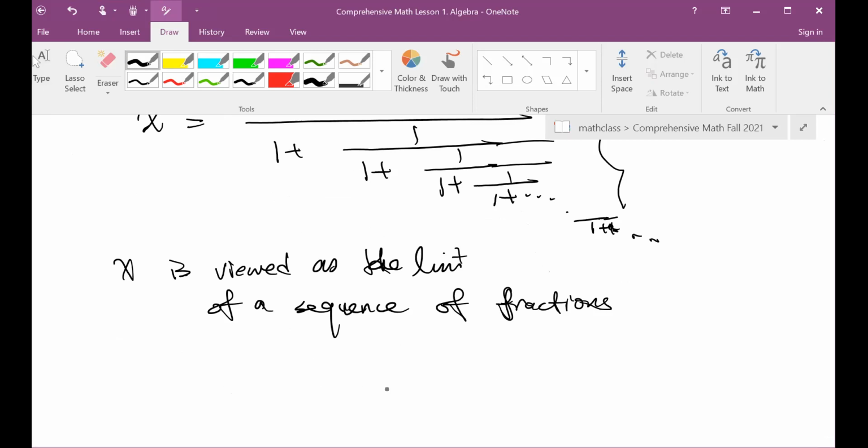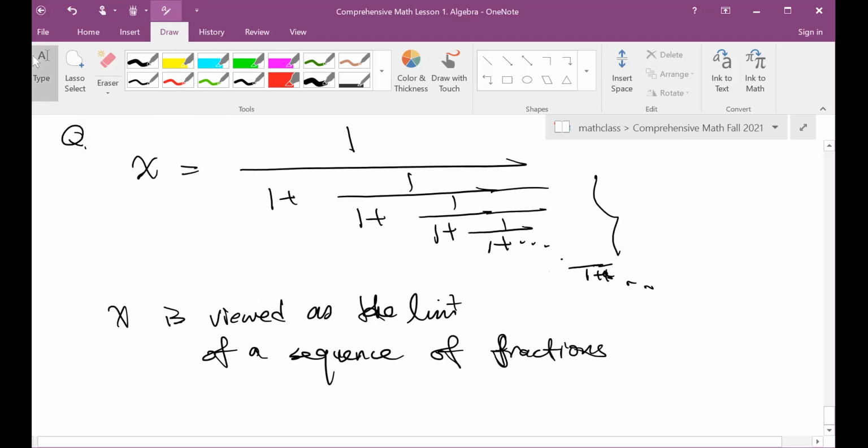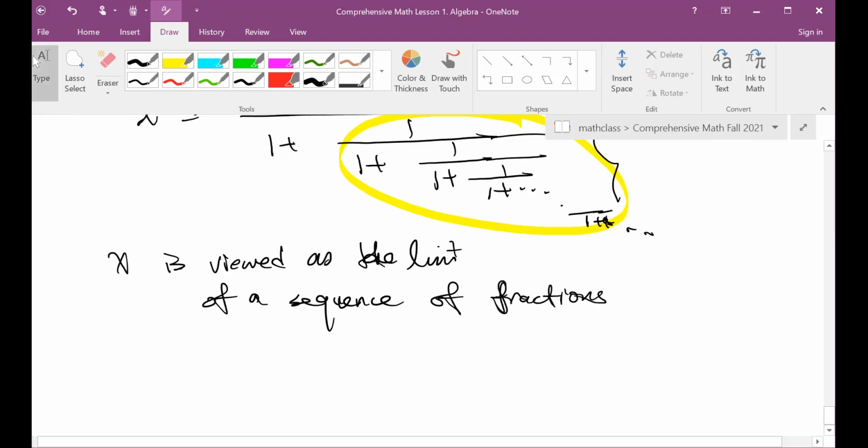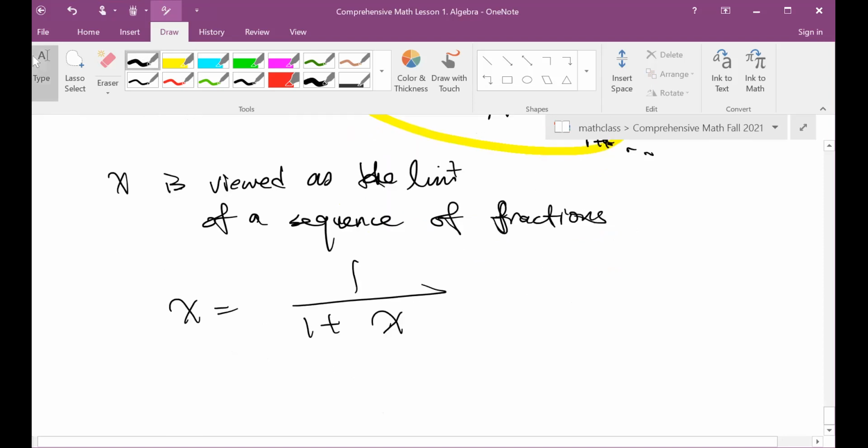How do we solve this problem? The idea is very simple. Okay. You look at this portion. Do you think this portion is the same as this whole fraction? The answer is yes. Okay. So that means x is going to be 1 plus 1 over this part, which is similar to x, just x. So you get an equation like that.